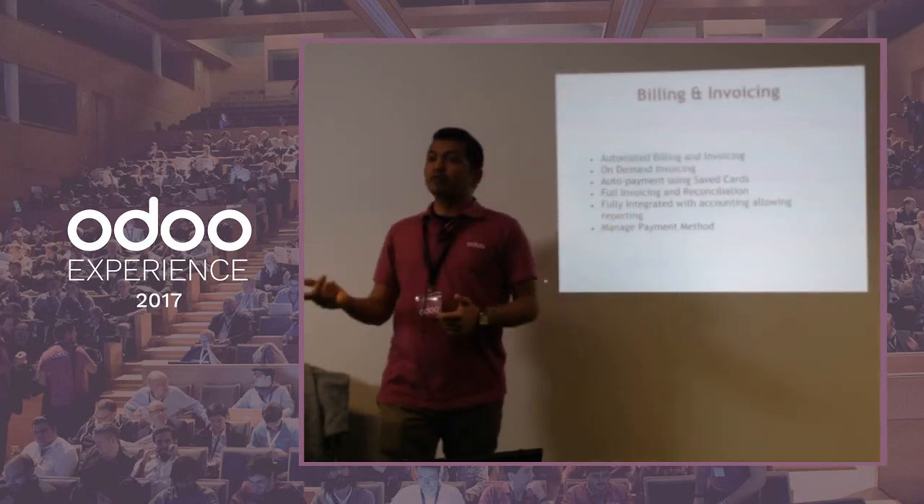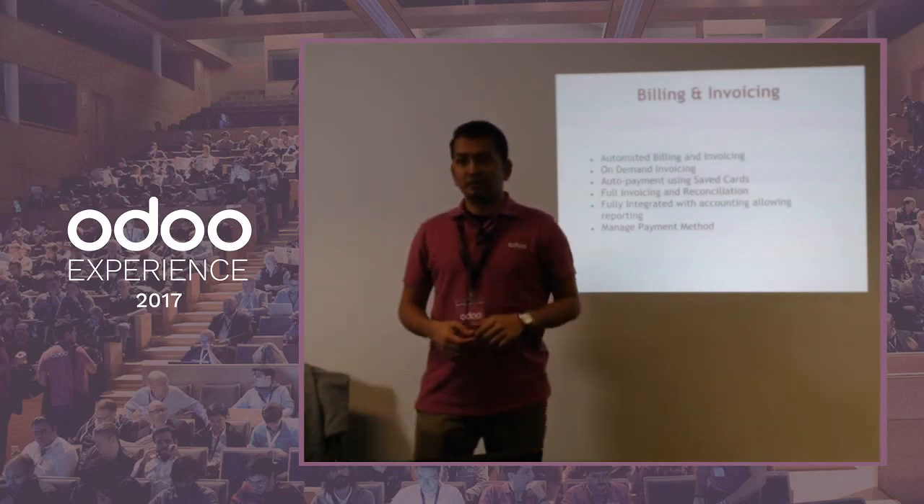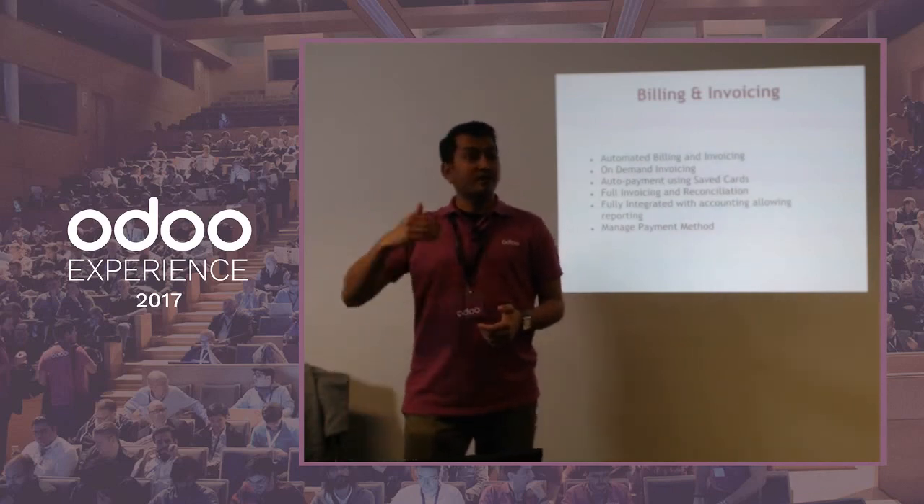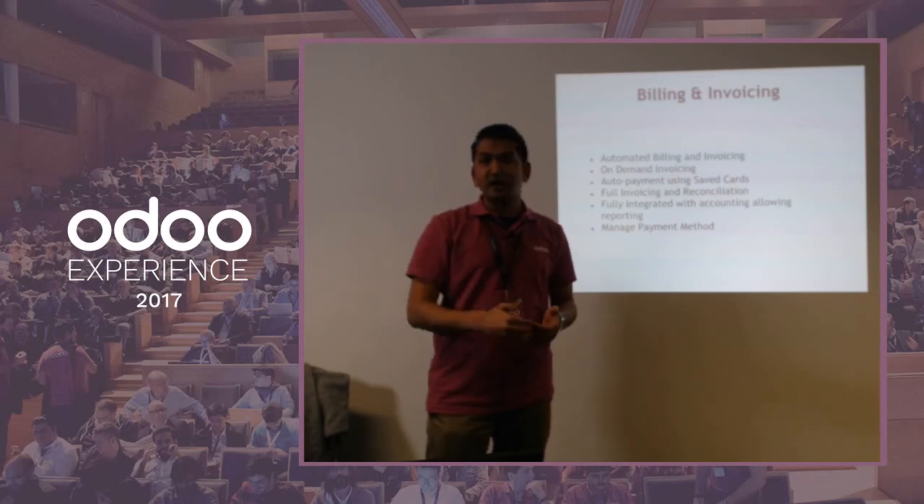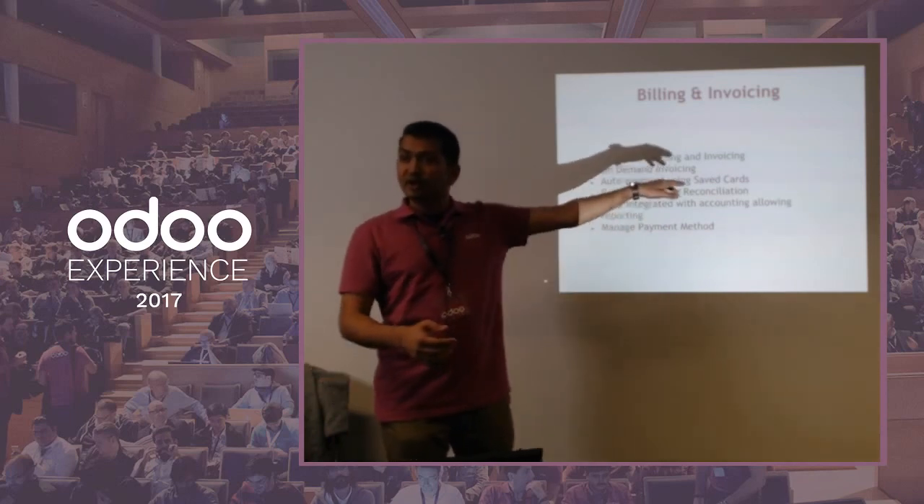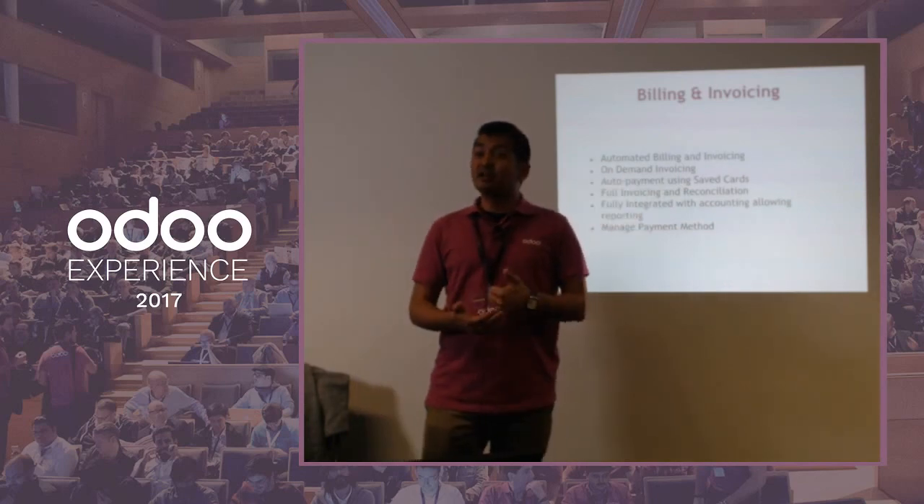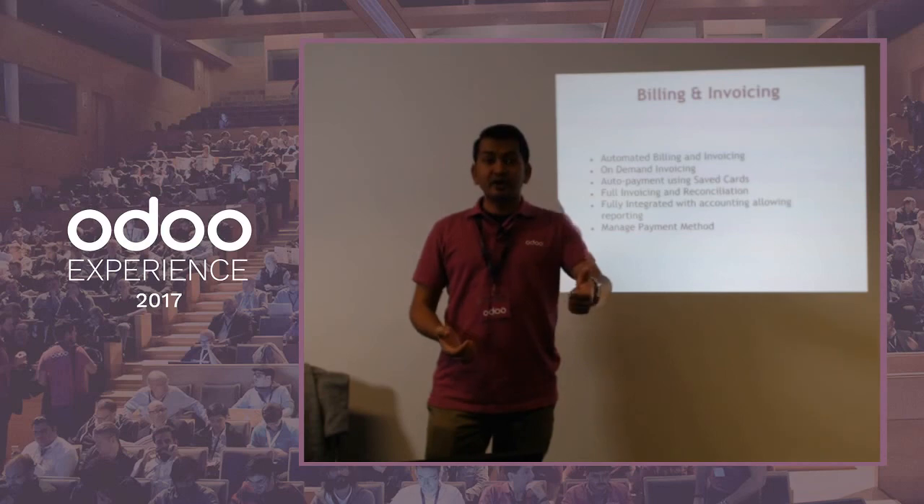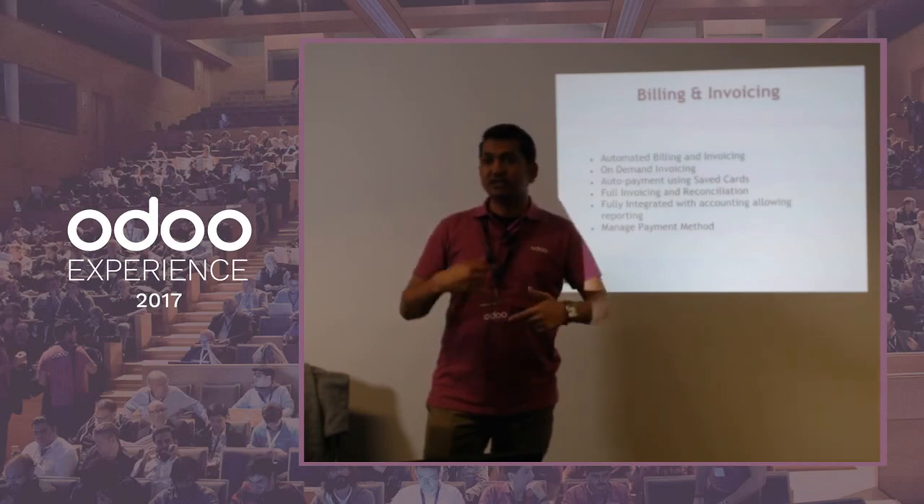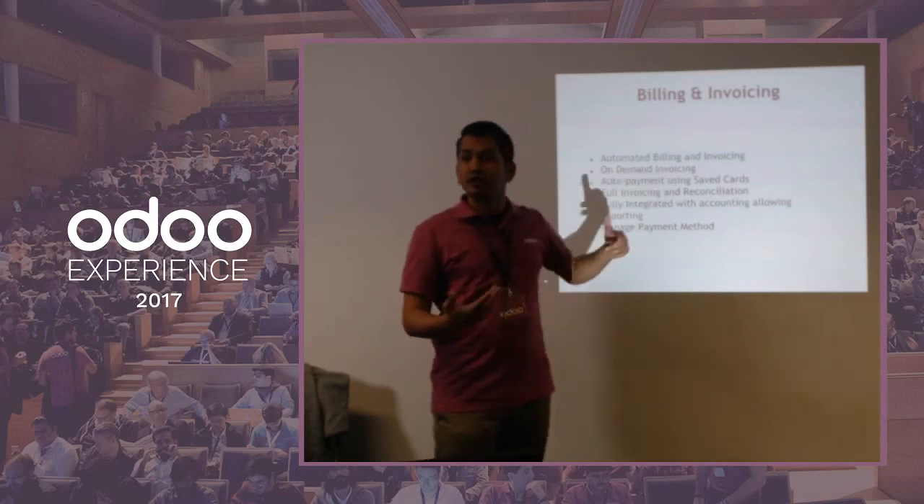On-demand invoicing, of course. Let's say you want to generate an invoice right now. You can go and generate an invoice when your customer asks, and not automatically. So you can do on-demand invoicing too. Then auto payment: of course, customers can save credit cards in Odoo, and Odoo will charge their credit card annually or monthly based on the invoicing model that is defined.